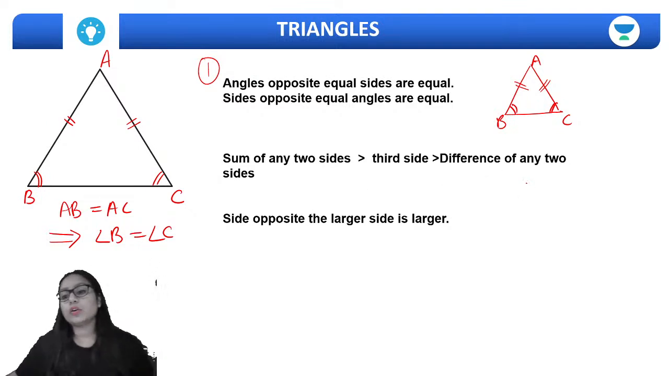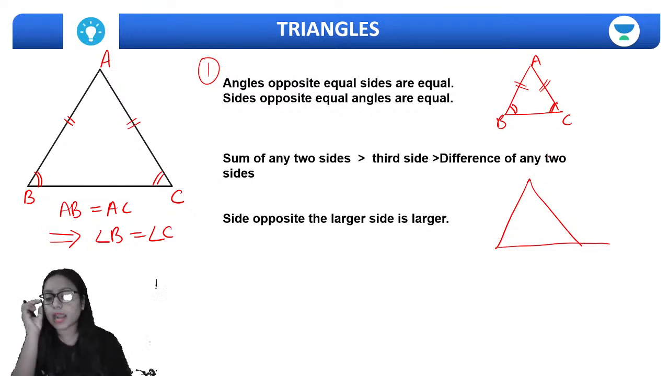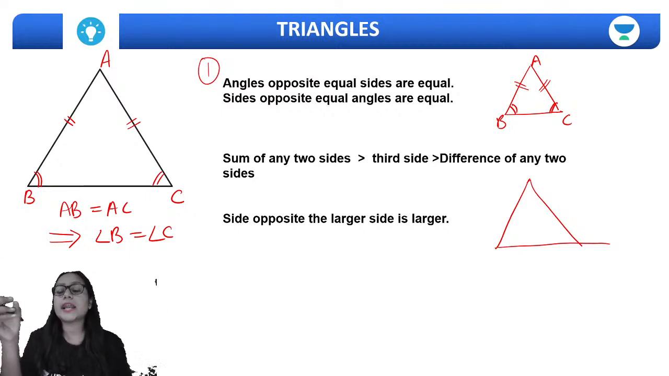Okay, so we know that a triangle is formed if the sum of any two sides of a triangle is greater than the third side. This is the condition for a triangle to form, right? If the sum of any two sides would be equal to the third side, a triangle would not be formed.